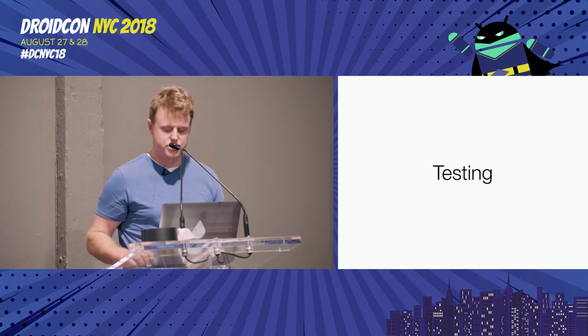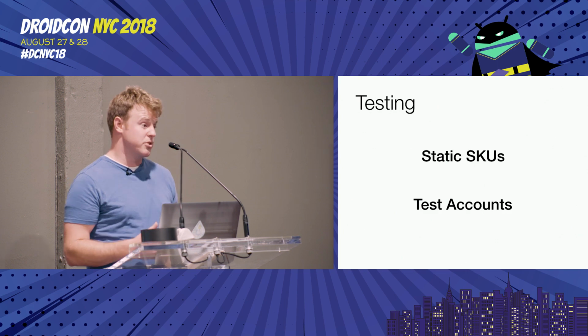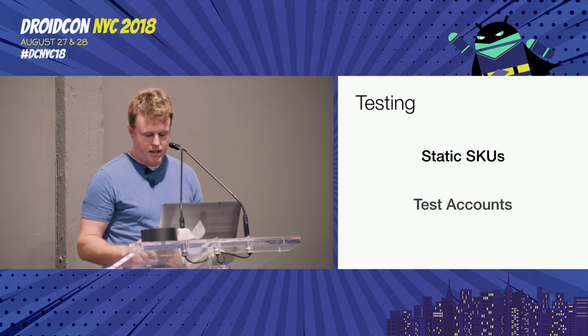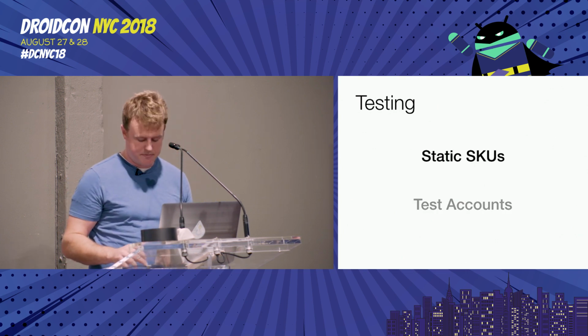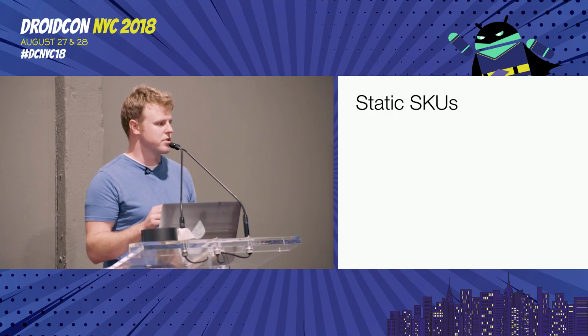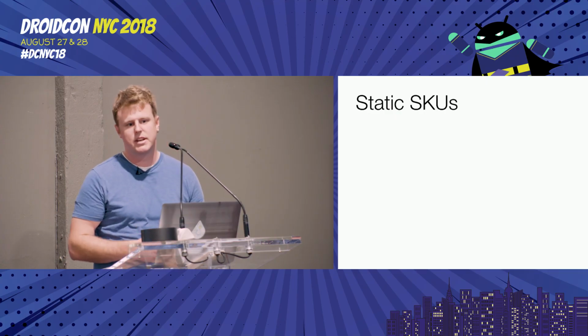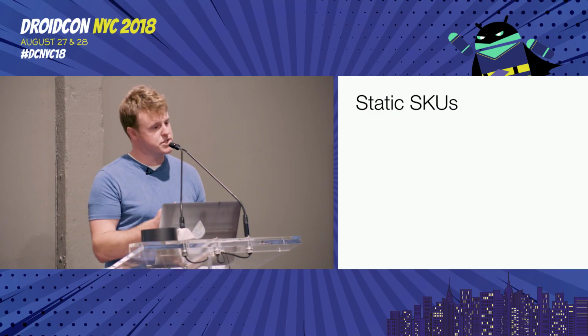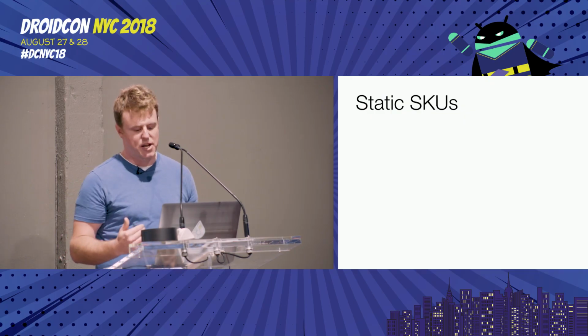Google provides two solutions for this. They have static SKUs and test accounts. And we'll start out by talking about static SKUs. A static SKU is one of certain reserved SKUs that the Play Store knows about, and anytime you submit those in a purchase request, you're going to get a static response back.